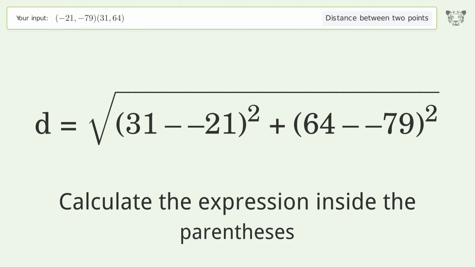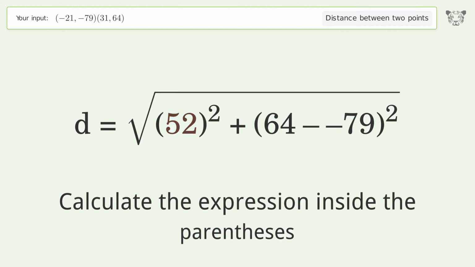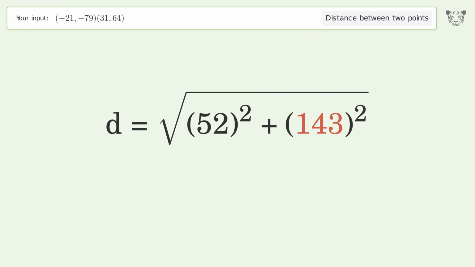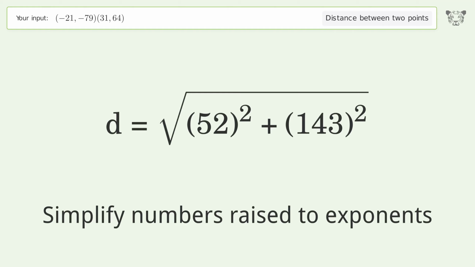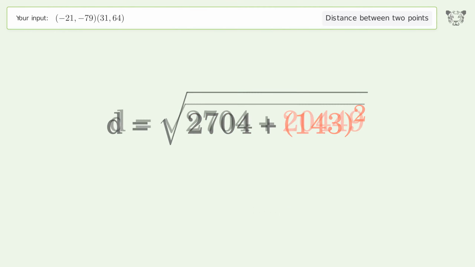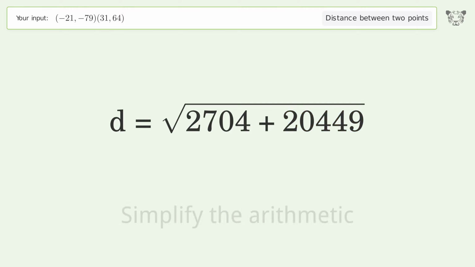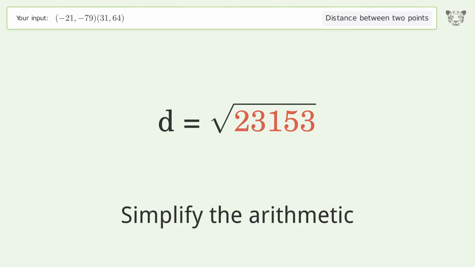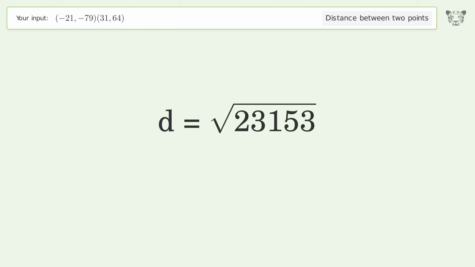Calculate the expression inside the parentheses. Simplify numbers raised to exponents. Simplify the arithmetic. And so the distance between the 2 points is the square root of 23,153 or 152.161.